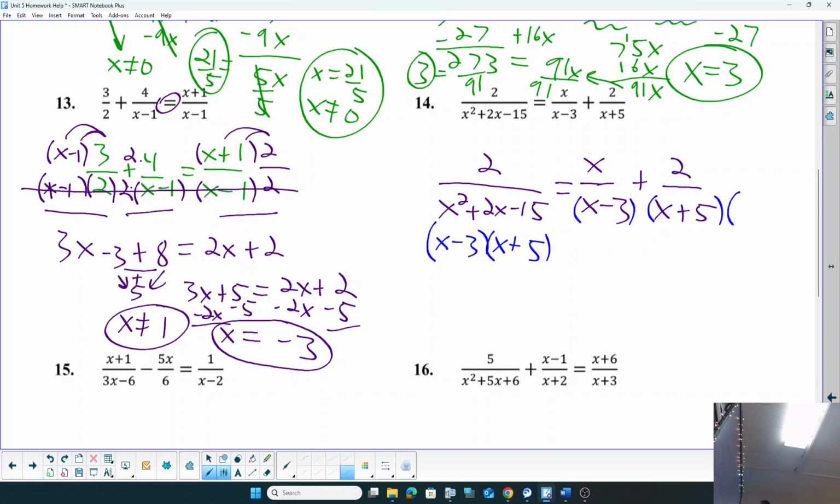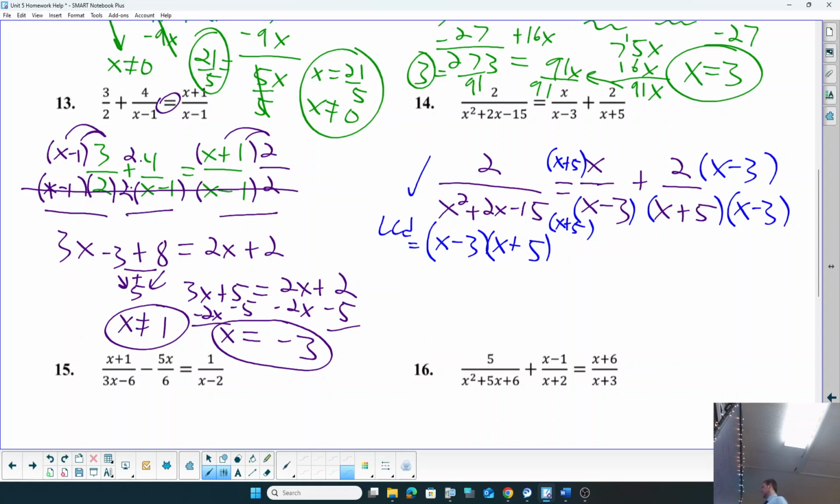So this side needs a, try it on your own. Push pause. This side needs an x minus 3 to the top and bottom. This side needs an x plus 5 to the top and bottom. And this side is done. It has the LCD.